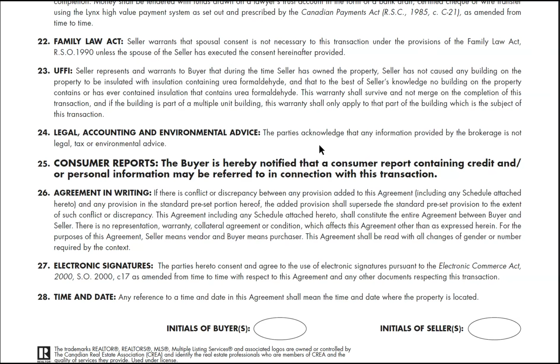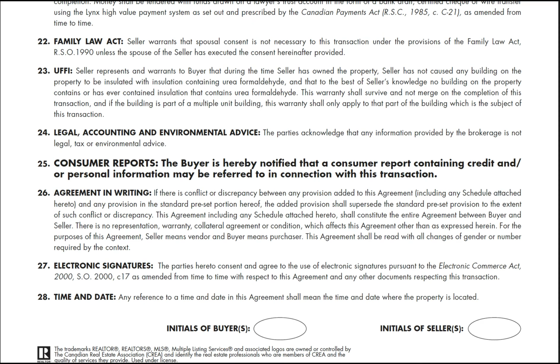All right, number 25, we're at consumer reports. The buyer here is hereby notified that a consumer report containing credit and/or personal information may be referred to in connection with this transaction. Basically what this is saying is that the buyer's credit history and financial information may be accessed to review as part of the purchasing process.